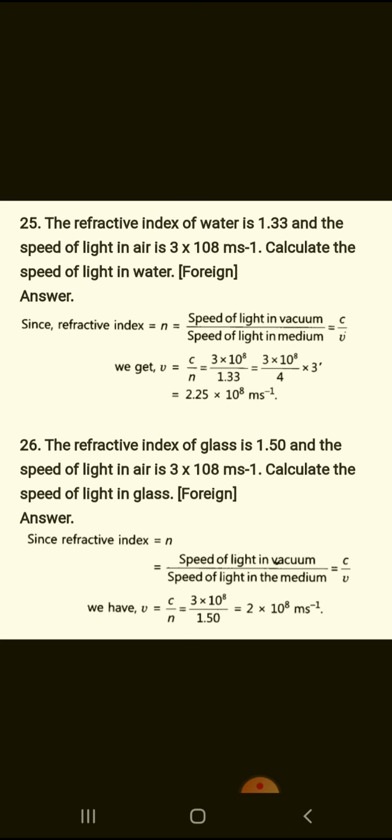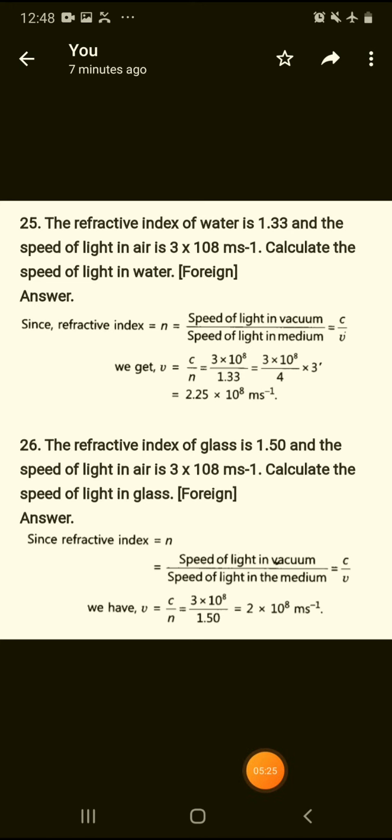So now we will substitute the value of c as well as the value of refractive index. We will get the value of v, that is equal to 2.25 into 10 raised to the power 8 meter per second.